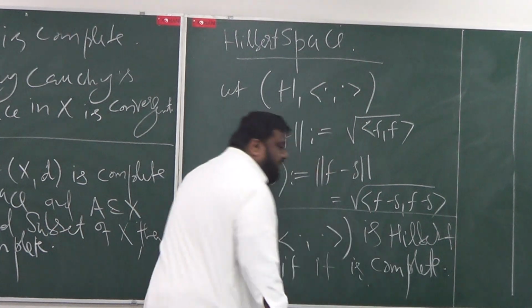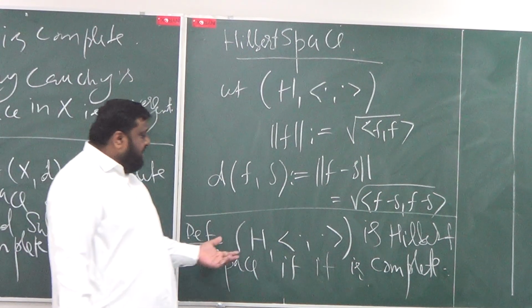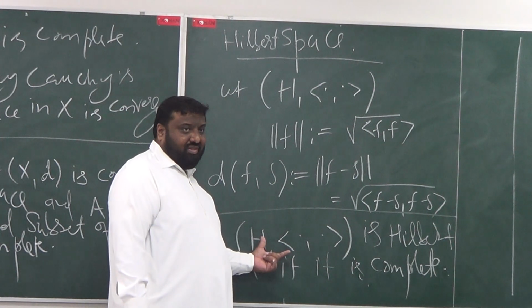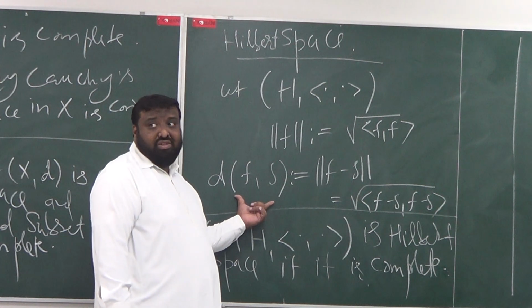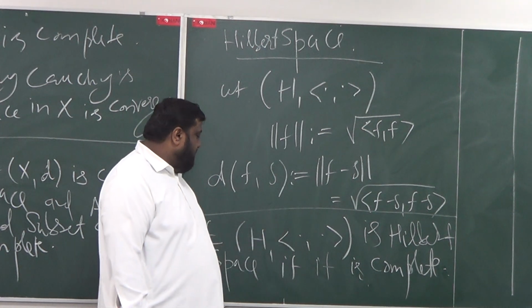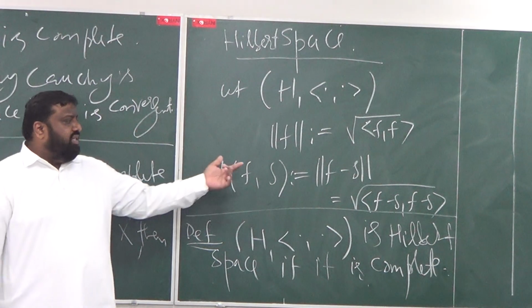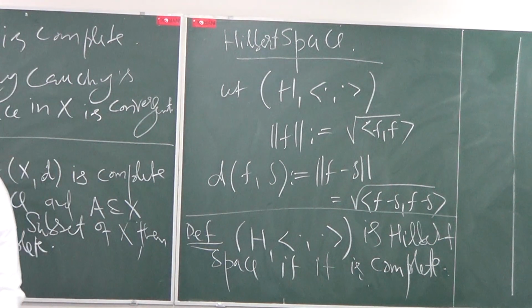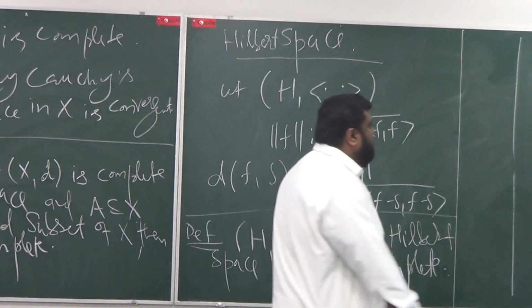Now here's a serious question. What is the meaning of completeness in an inner product space? When I am saying that this space is complete, I mean that it is complete with respect to this induced metric. So if you take any Cauchy sequence in H, and it turns out to be convergent with respect to this metric norm, your space is a Hilbert space. So a complete inner product space is a Hilbert space.